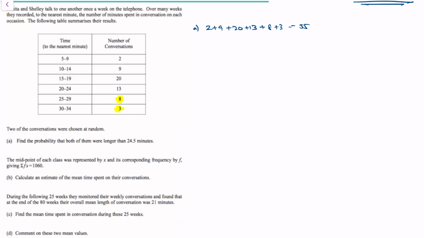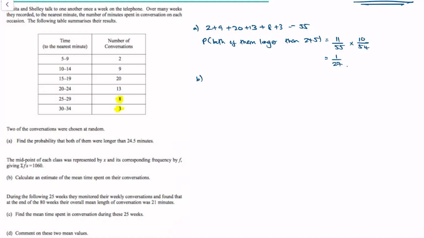So the probability both of them are longer than 24.5 will be equal to 11 of them longer out of 55, times the probability of the next one being longer, which will be 1 less, which is 10 out of 54. So this is conditional probability because one of them has happened. So we're changing it, which gives you in your calculator 1 out of 27. Okay, next one, part B.